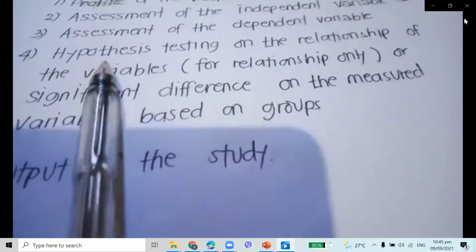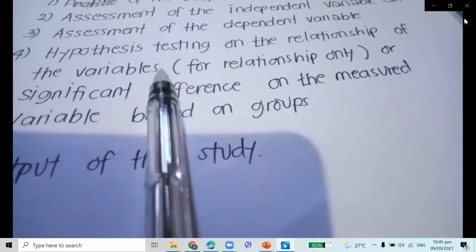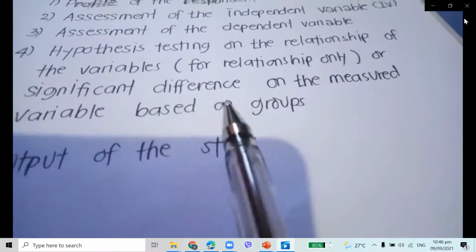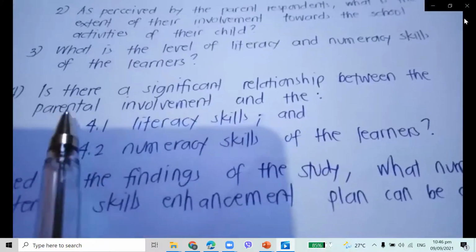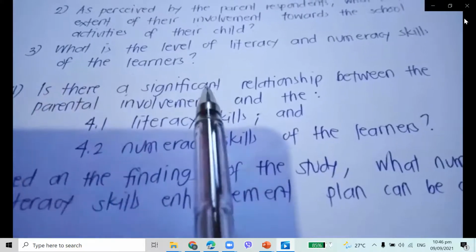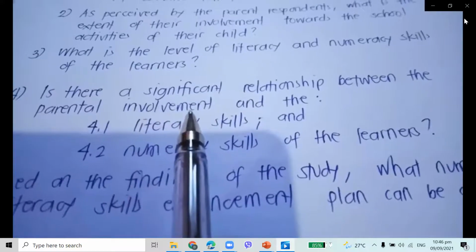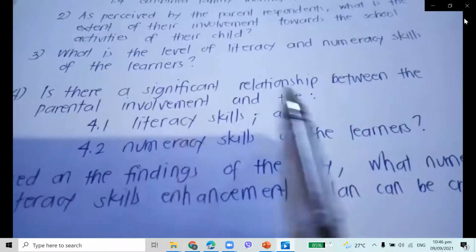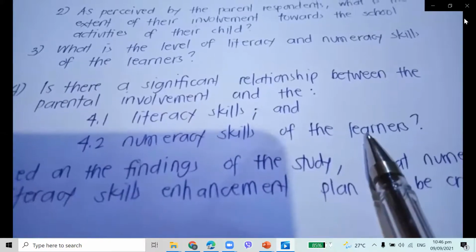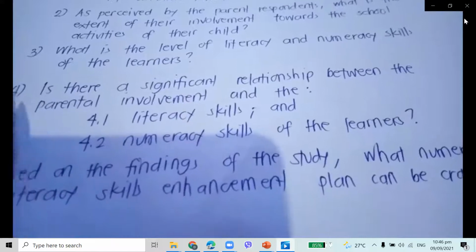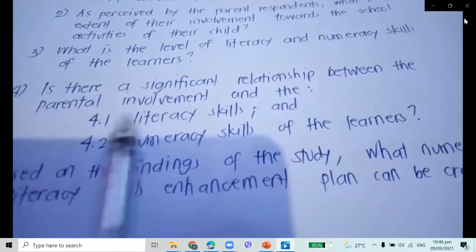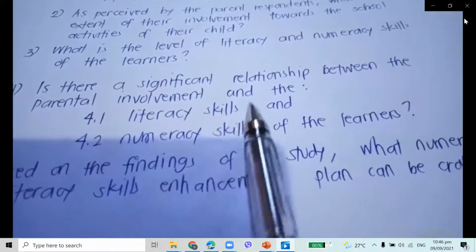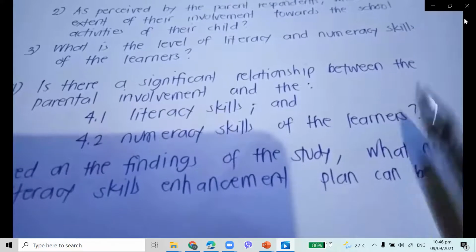And fourth, we have hypothesis testing on the relationship of the variables, for relationship only or significant difference on the measured variable based on group. So how do we do that? We do so by asking: is there a significant relationship between the parental involvement and the literacy skills? Is there a significant relationship between the parental involvement and the numeracy skills of the learners? Okay, if you can notice, in our question we have the independent variables, and for the bullets, we have the dependent variables: the literacy skills; and numeracy skills of the learners?